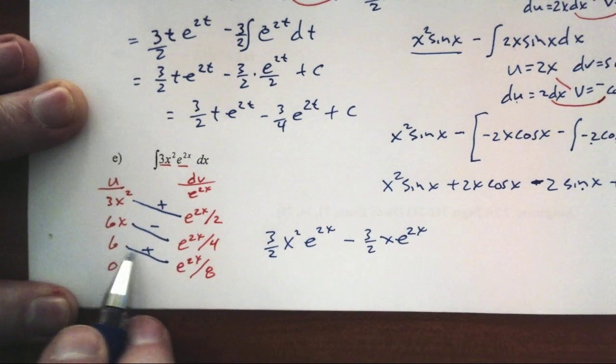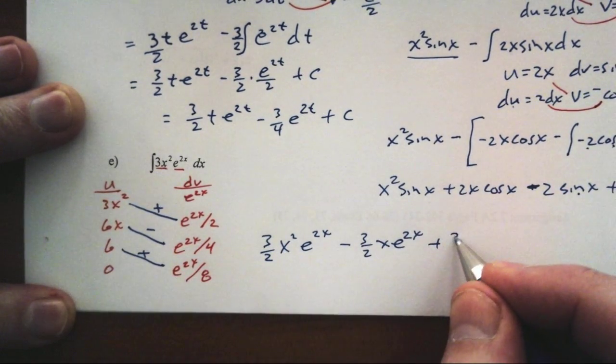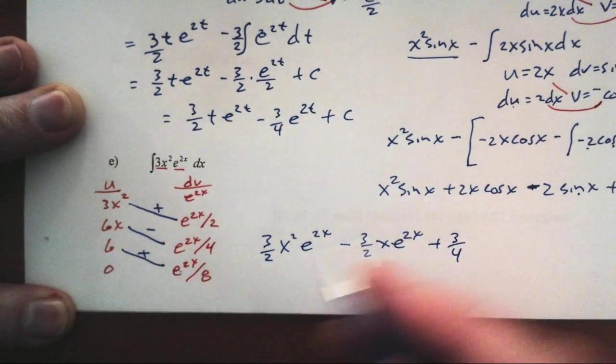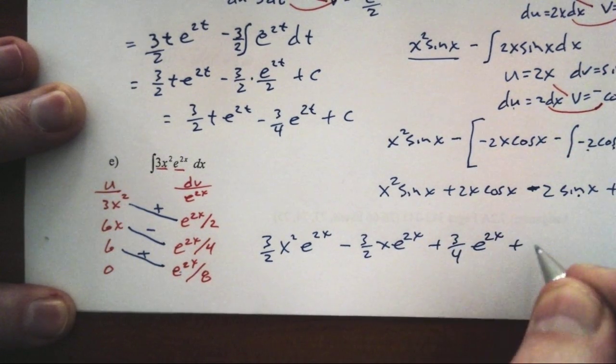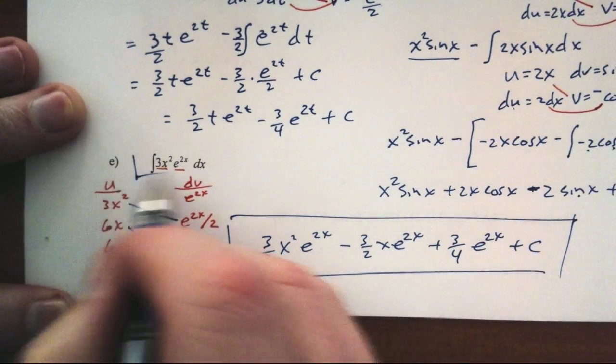And this times this is going to be plus. I've got a 6 on 8, 3/4. I've got an e to the 2x. And I've got a plus c for our solution to this integral.